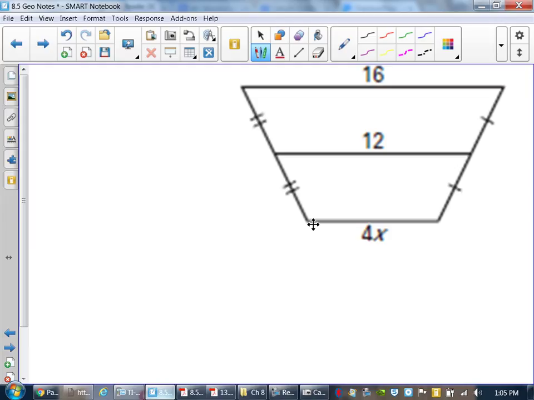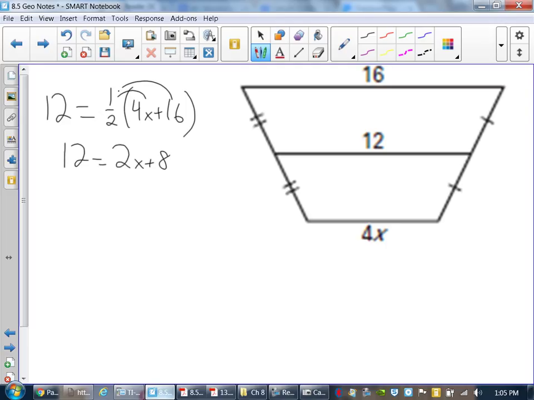So in this case our mid-segment is 12. That has to equal half of 4x plus 16. That's one way to write this out. Now, by writing it out this way, I can take half of the two numbers in the parentheses. What's half of 4? What's half of 16? So by using the fractional part here, it's not so bad. You'd get 12 equals 2x plus 8. Two-step equation, subtract 8, we get a 4, and you're left with 2.